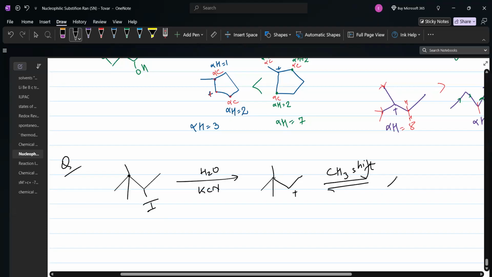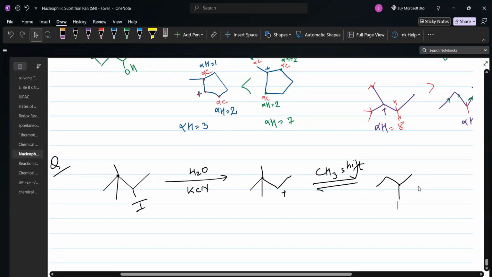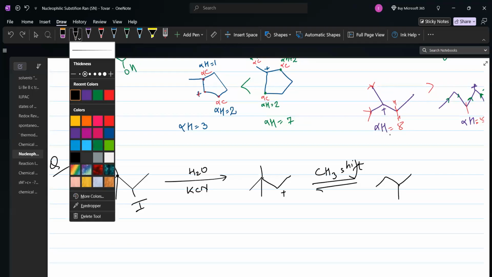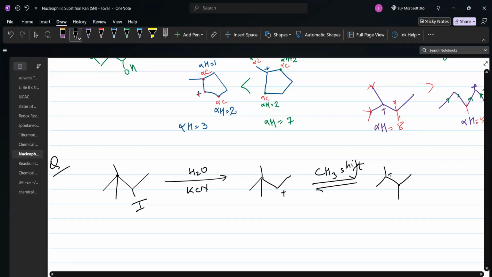Okay, so finally this will shift here. So this will be coming here, and the positive charge will be coming in this position. Okay, so please calculate with me how many alpha hydrogens are present here.